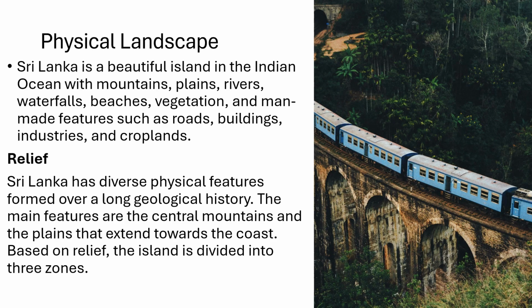Physical landscape. Sri Lanka is a beautiful island in the Indian Ocean with mountains, plains, rivers, waterfalls, beaches, vegetation, and man-made features such as roads, buildings, industries, and croplands. Now let's talk about the relief. Sri Lanka has diverse physical features formed over a long geological history. The main features are the central mountains and the plains that extend towards the coast. Based on relief, the island is divided into 3 zones.